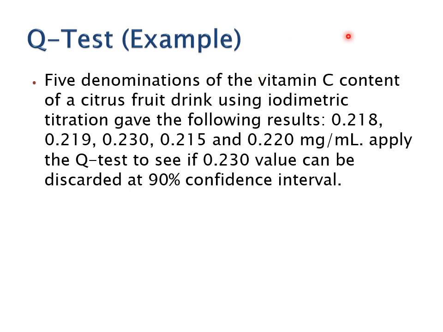So, okay, let's solve for this. 5 determinations of the vitamin C content of a citrus fruit drink using iodometric titration give the following results. Apply the Q-test to see if 0.230 value can be discarded at 90% confidence interval. So, binigay yung 90% confidence interval, doon mo daw titingnan. And then, yung sa tingin ng gumawa na to, yung questionable result or yung pinagdududahan niyang result or value is yung 0.230.